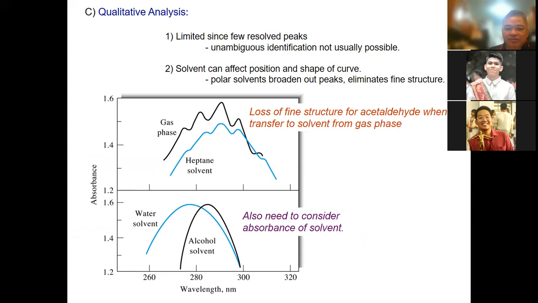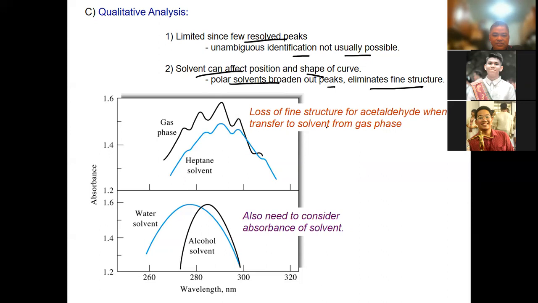But this is not really good, okay? It's limited because you don't have good peaks. And an unambiguous identification is not usually possible. Kasi nga, as I told you, some of them are solvatochromic. Solvent can affect the position and shape of the curve. Polar solvent broadens out peaks and eliminates the fine structure.